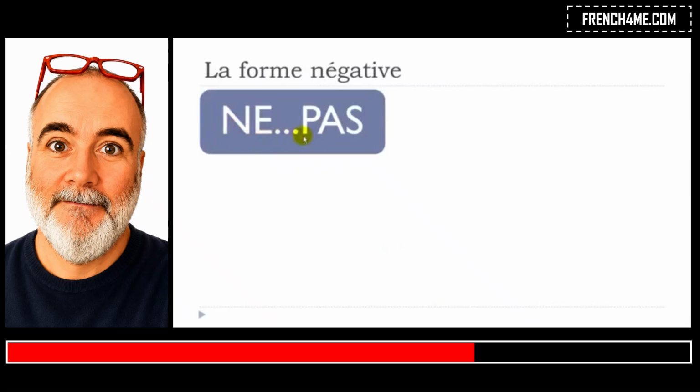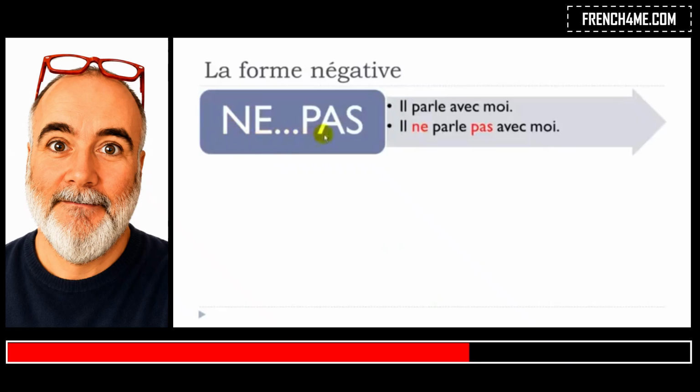So for ne pas, if you get a sentence like il parle avec moi. So il parle, he is talking, avec, with, moi, me. Remember this moi, we introduced that in this unit, and it was a pronom tonique. Il parle avec moi.